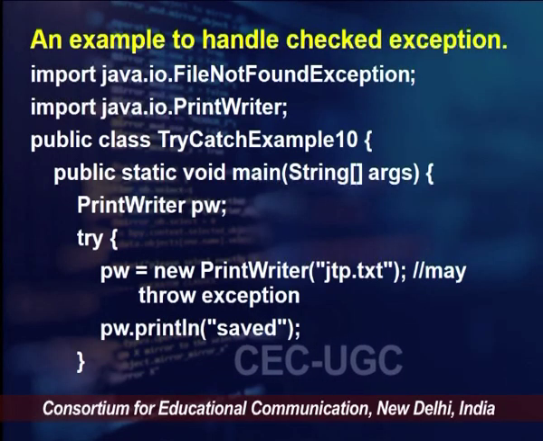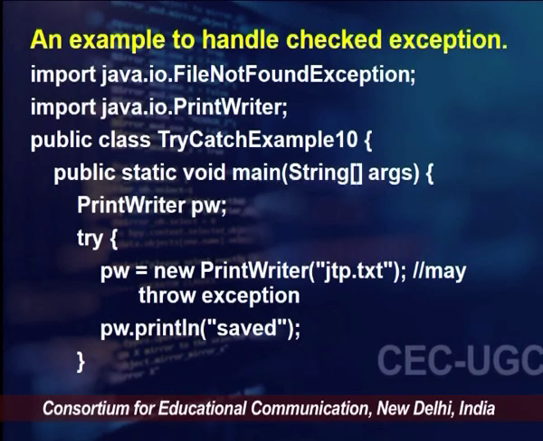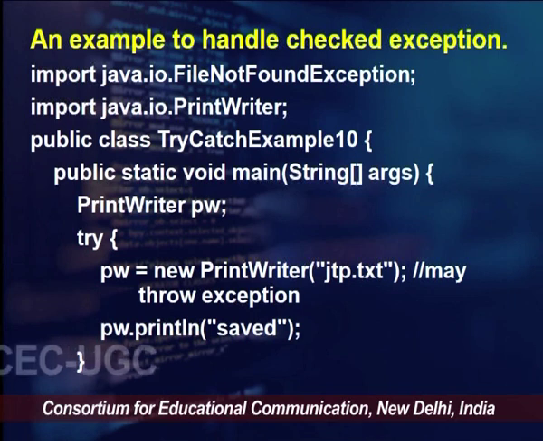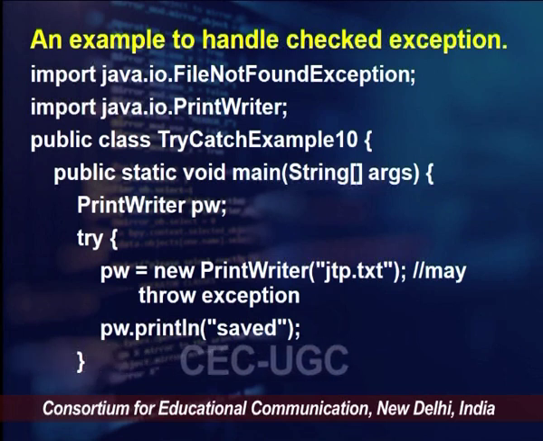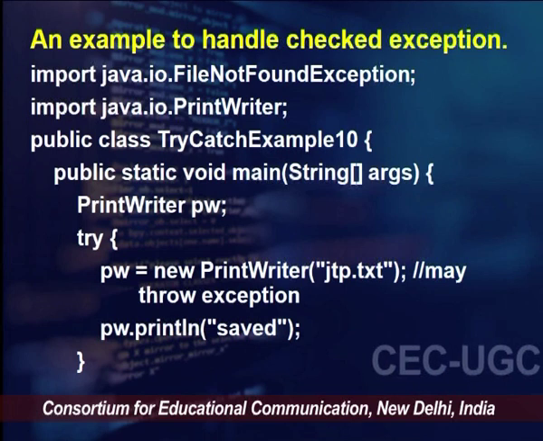Now, let us proceed with one more example to handle the checked exception. And what is actually a checked exception, we have already seen in our previous lectures. Here we are going to use code which may throw an exception, and that is actually a checked exception. With checked exceptions, the compiler will not allow you to compile the program unless you handle that properly well in advance.